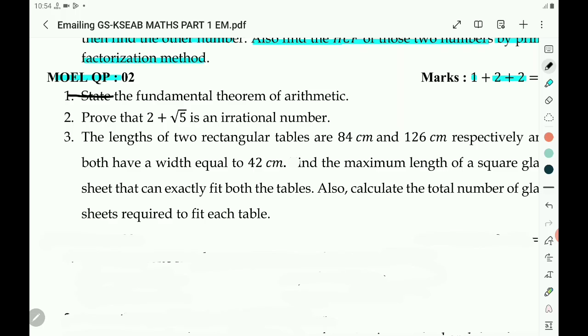First question, state the fundamental theorem of arithmetic. What is the statement of the fundamental theorem of arithmetic? The theorem says that every composite number can be expressed or factorized as a product of primes, and this factorization is unique apart from the order in which the prime factors occur. Let us write this.